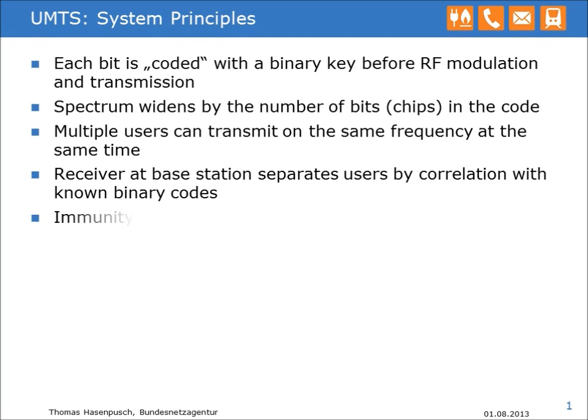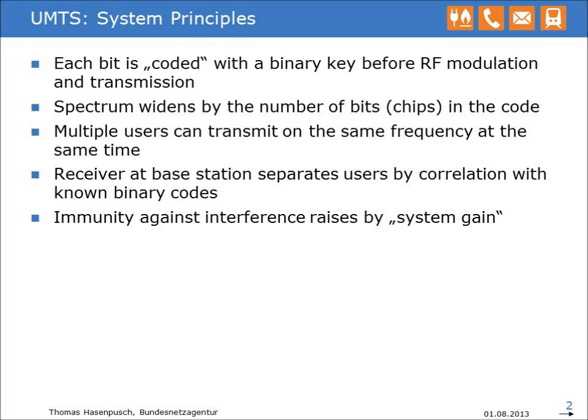The receiver can separate the different users by comparing the received bit stream with the known binary codes. Another advantage is that we gain immunity against interference by the so-called system gain. We can understand that on the second sheet when we look at the principle of CDMA.